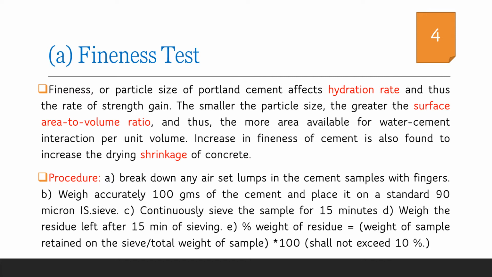Now let us discuss the procedure of the fineness test. Take a sample of around 100 grams, remove the lumps if any, then put it in a 90 micron IS sieve and sieve it for 15 minutes. After that, calculate the percentage weight of residue, that is, weight of the sample retained on the sieve divided by total weight of the sample, times 100. It shall not exceed 10%.